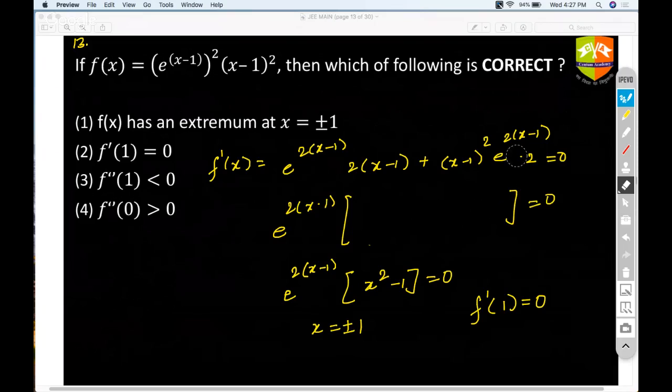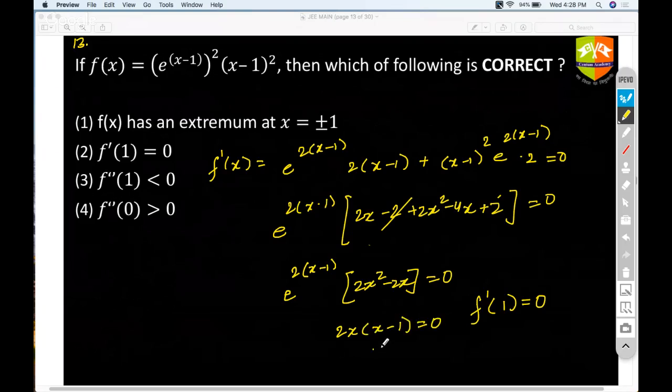So if I have to differentiate e to the power 2x minus 1, a factor of 2 will definitely come inside. So that would make it 2x minus 2 plus 2x square minus 4x plus 2. Right. So that would give you actually 2x square minus 2x. Correct? But anyhow, when I put this to 0, I get two critical points. One is x equal to 1, other is x equal to 0. Okay. Now let me make the analysis of the nature of these critical points through the wavy curve sign scheme.